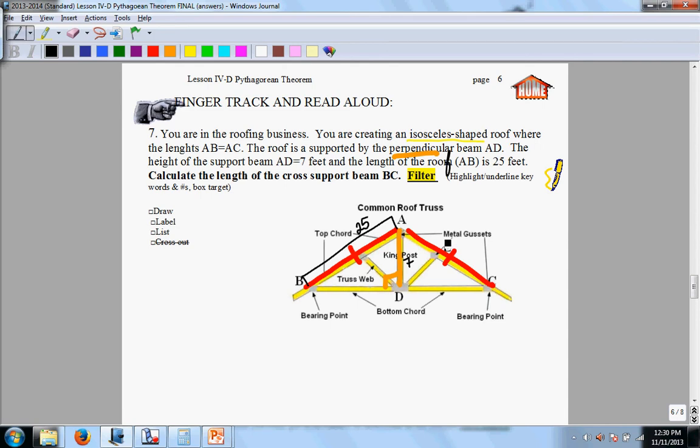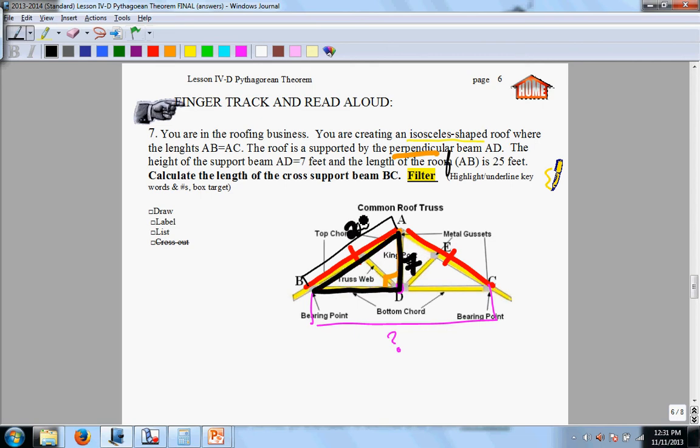You're going to calculate the cross beam, BC. B all the way to C. That is your goal. Now, if you try to do it that way, you can't really solve it because it's an isosceles triangle. But you were told that D is an exact middle there. So you can do this right triangle.